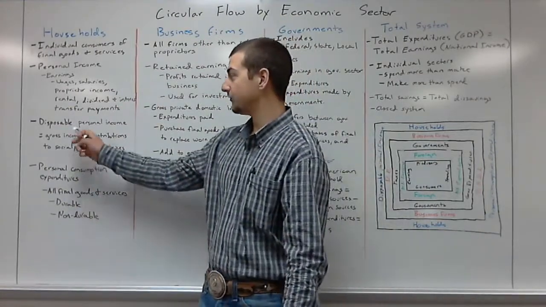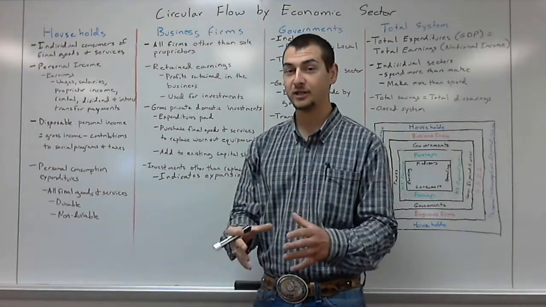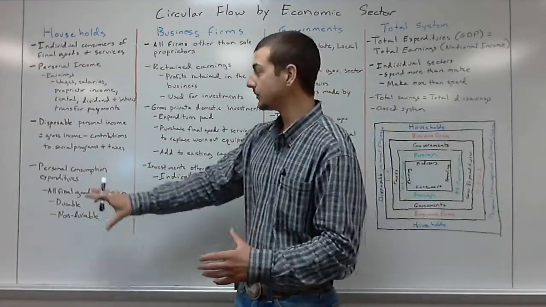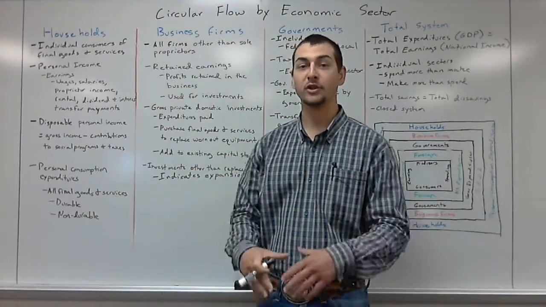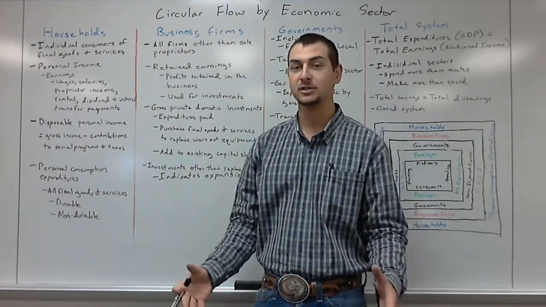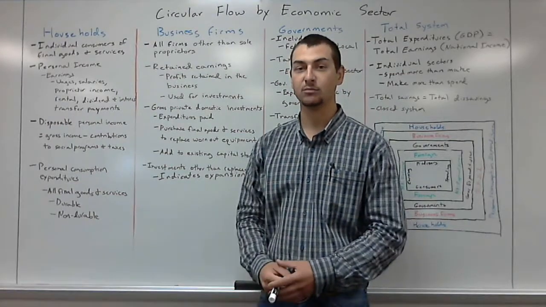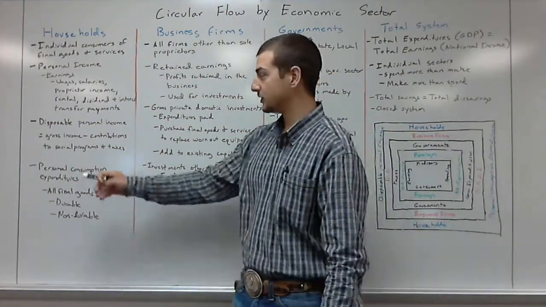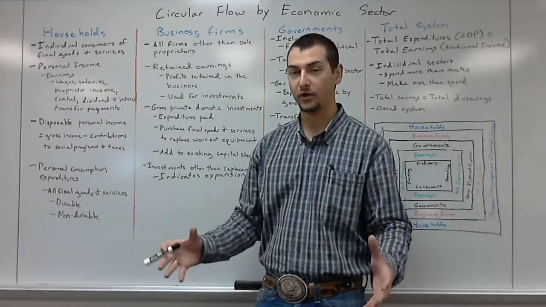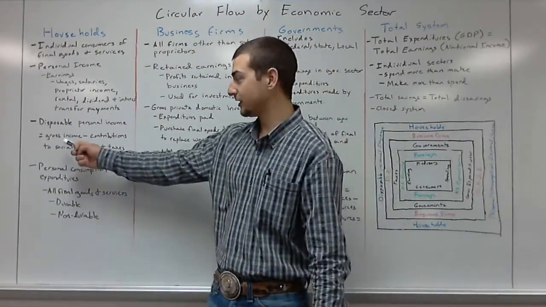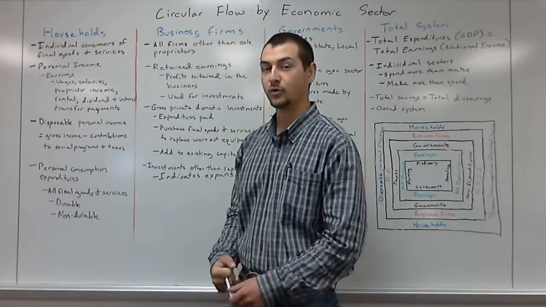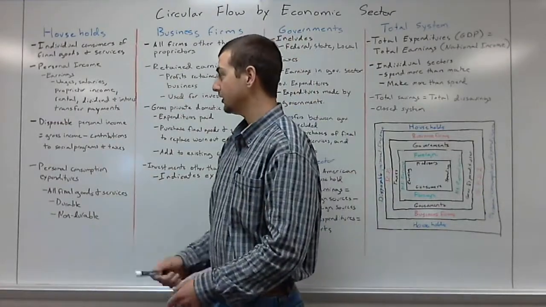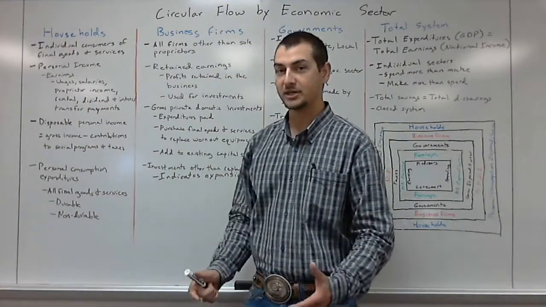So we do have disposable personal income on an individual household level, but in this case we're actually talking about it for the whole macroeconomy, the whole United States, the whole nation's disposable personal income for households. So whenever we're talking about this, we're talking about all of the households' gross income, minus all of the contributions to social programs and to taxes. So this is their earnings then.